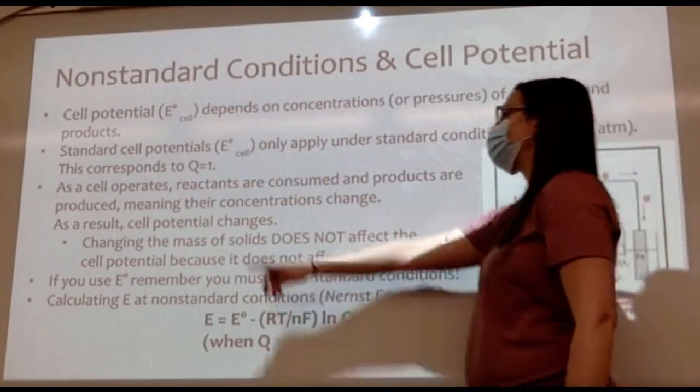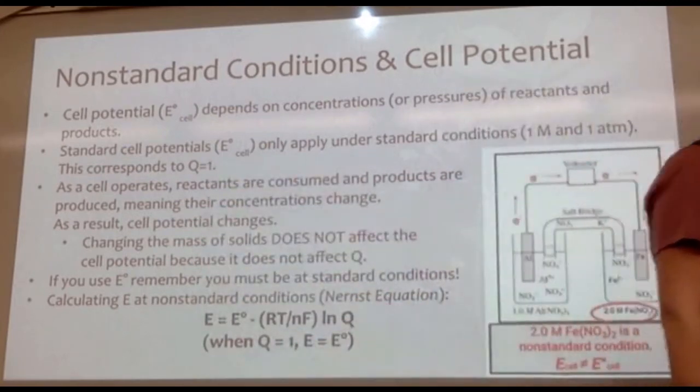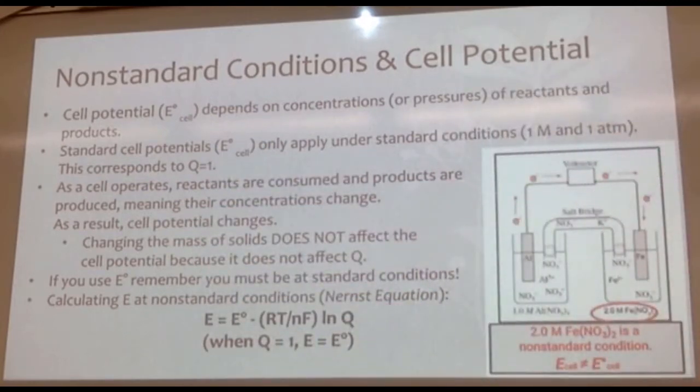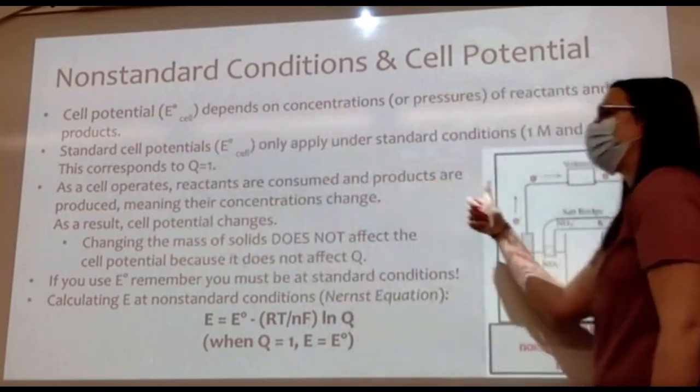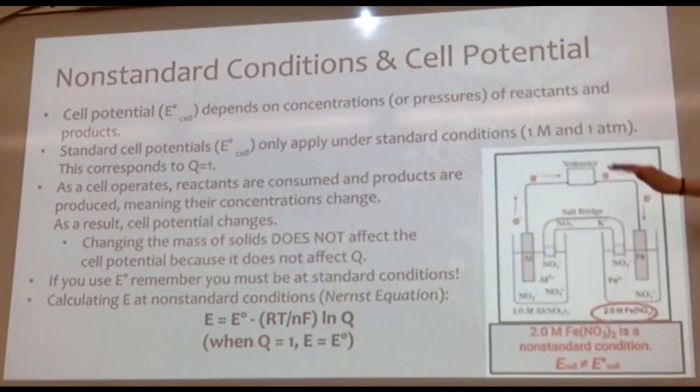This corresponds to Q equaling 1, Q meaning the reaction quotient. When we looked at equilibrium, we looked at Q versus K. Q is 1 because Q is products over reactants. So if all of your products and reactants are 1 molar, Q is 1.